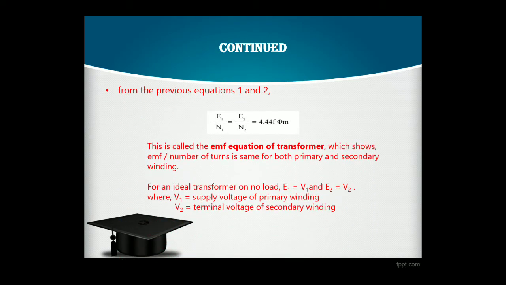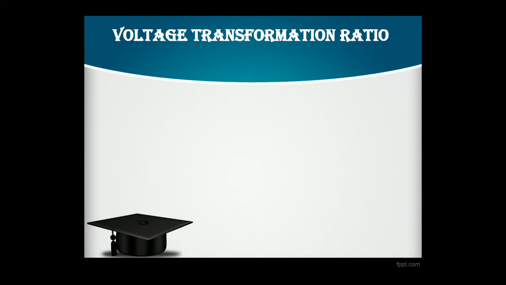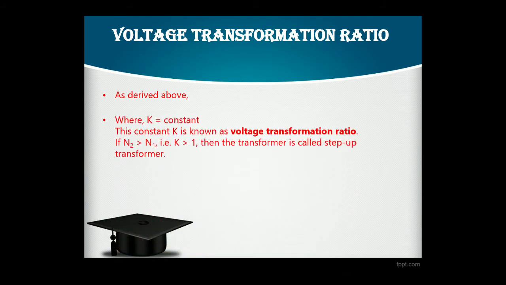Now the next slide is the voltage transformation ratio. As derived above, this constant K is known as the voltage transformation ratio. If N2 is greater than N1, that is K greater than 1, then the transformer is called a step-up transformer. And if N2 is less than N1, that is K less than 1, then the transformer is called a step-down transformer.